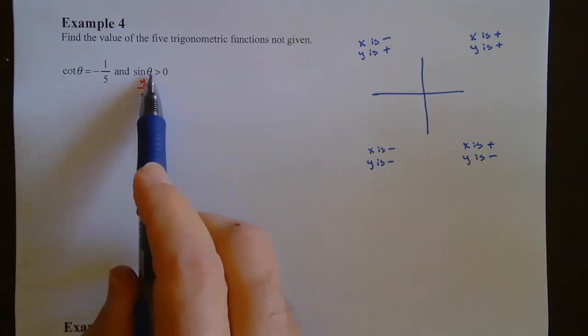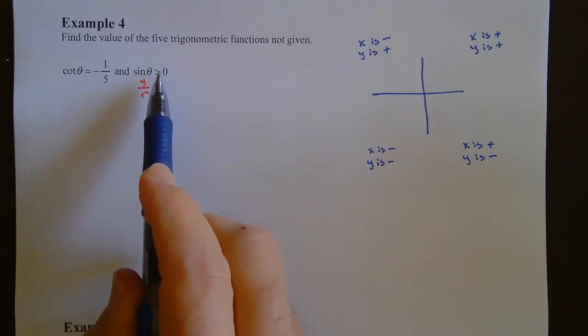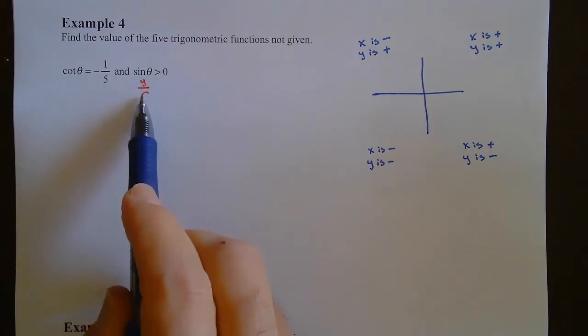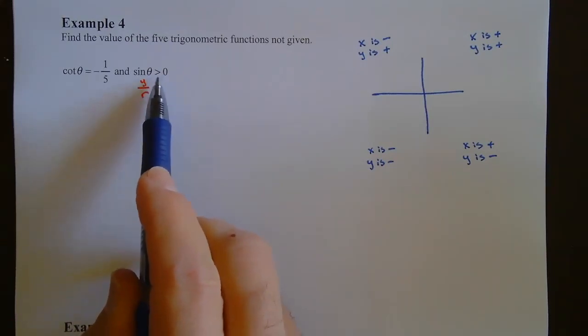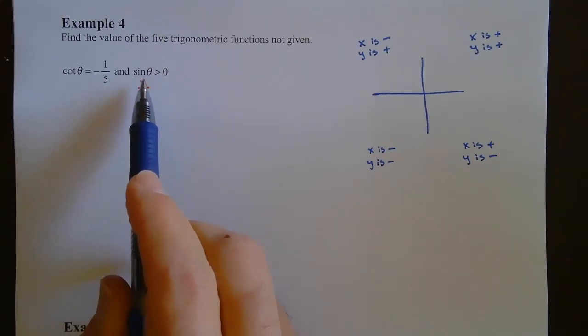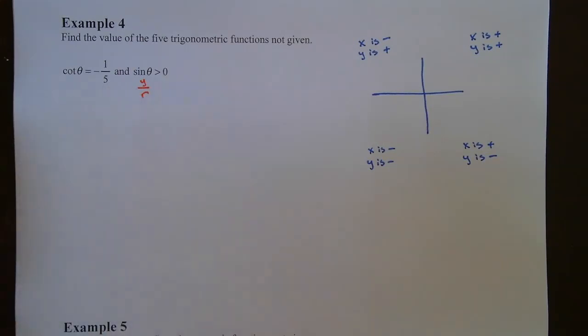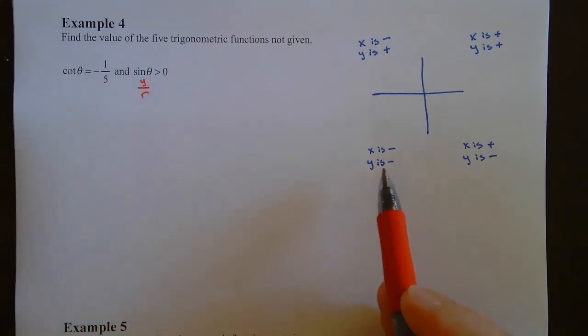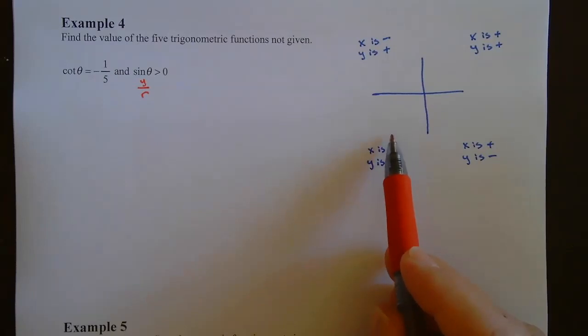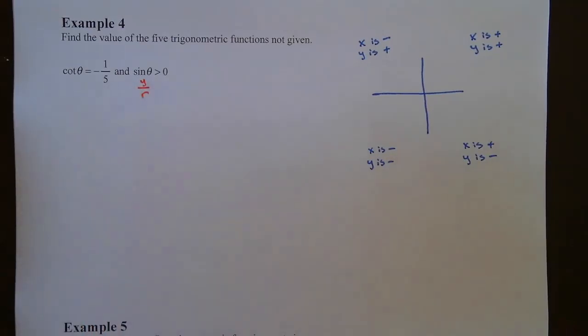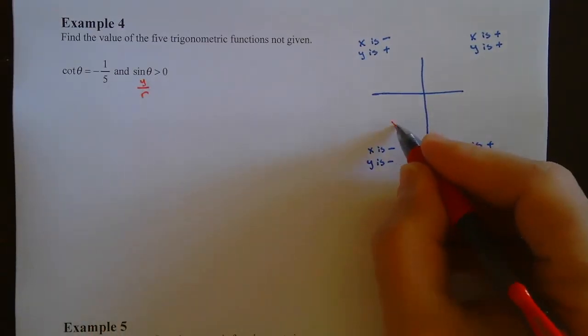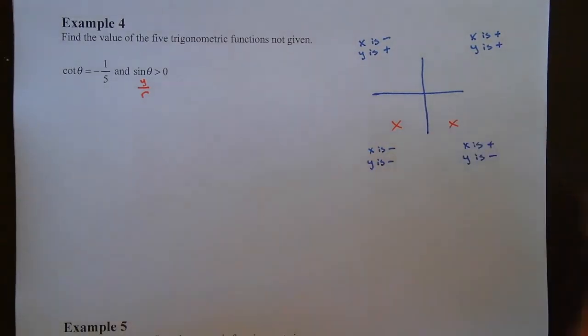Now, we know that sine theta is greater than 0. That means this ratio of y over r has to be positive. R is always positive, so the only way for this to be positive is where y is positive. So automatically, we cannot use the third quadrant or the fourth quadrant, because that would give me a sine ratio that would be negative. So I'm going to cross these out.